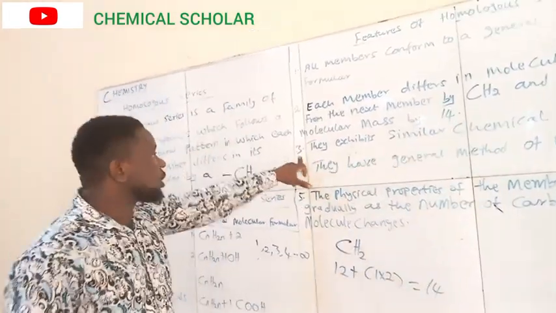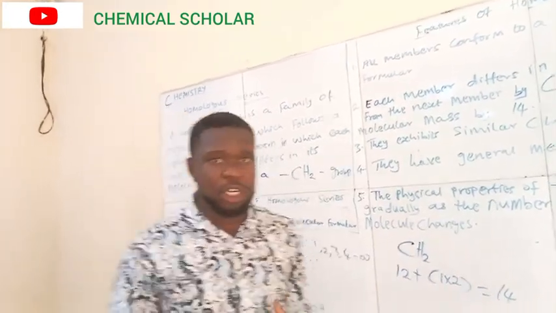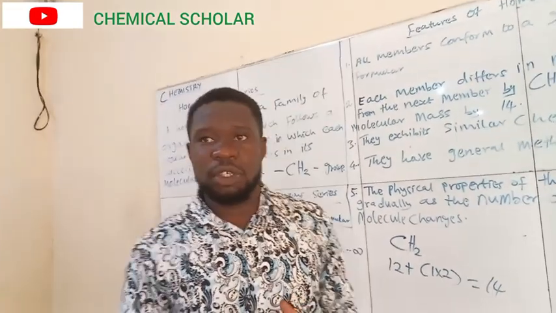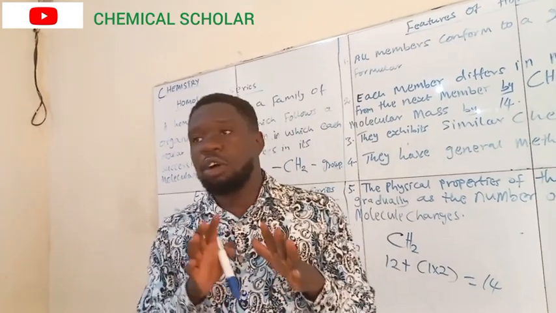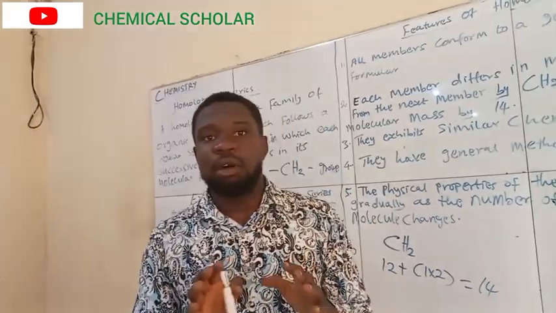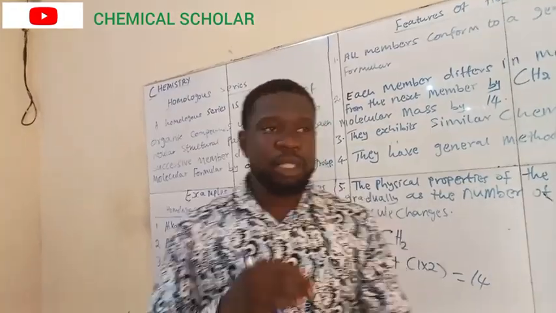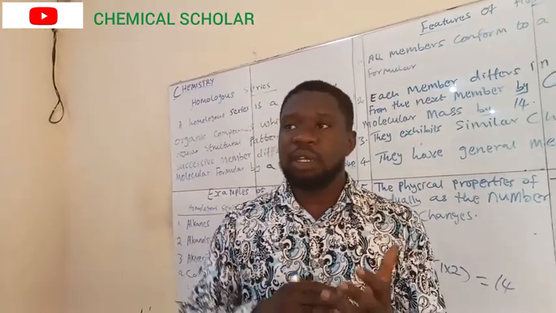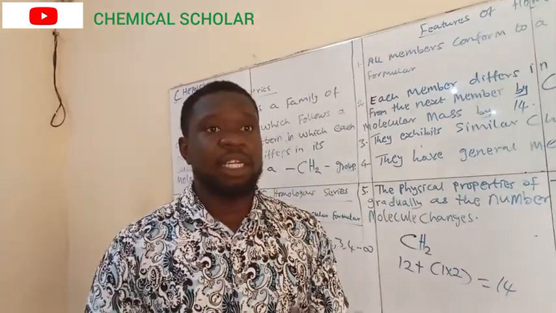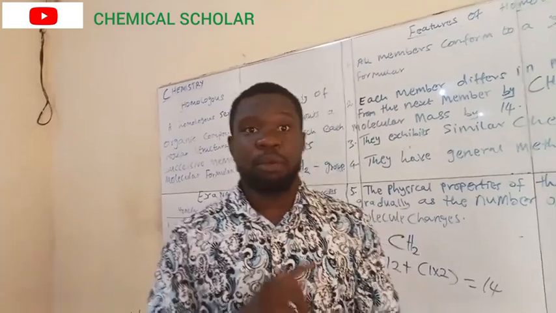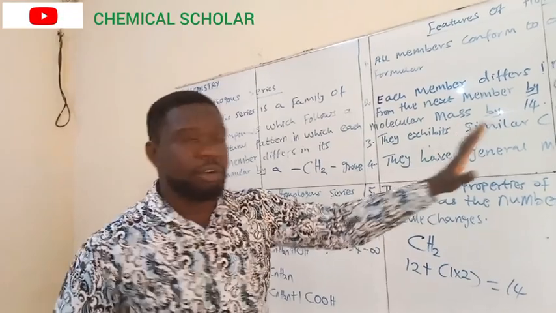The third feature of a homologous series is that they exhibit similar chemical reactions. If you take the alkanol families, you see that they undergo similar chemical reactions. If you check the way methanol reacts, it is very much similar to the way ethanol reacts, and similar to the way propanol reacts, and so on. So we say that they exhibit similar chemical reactions.